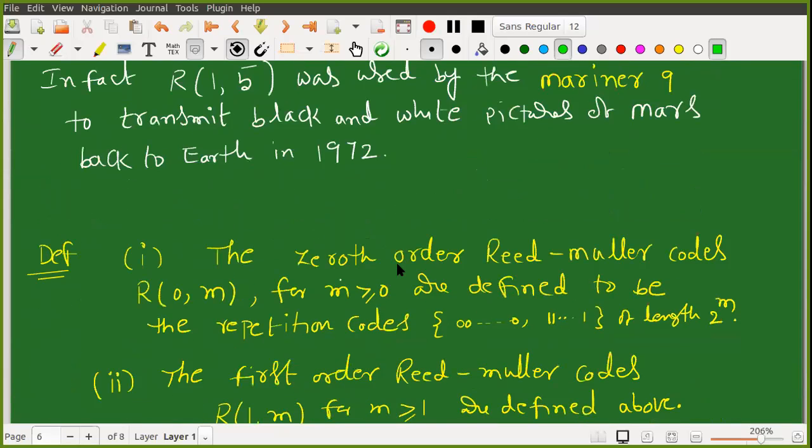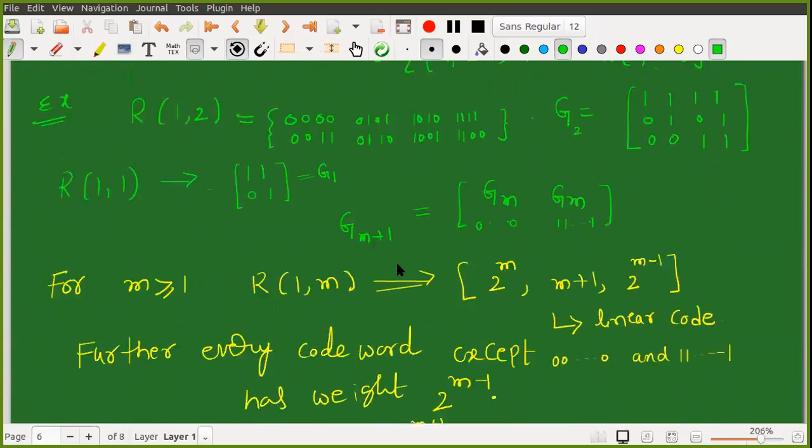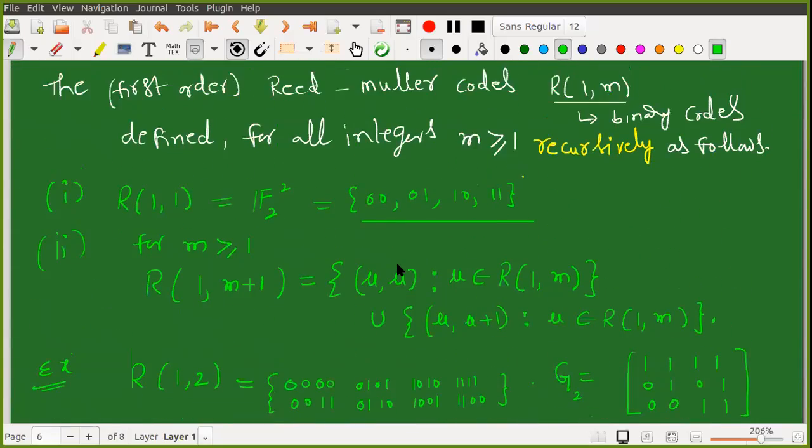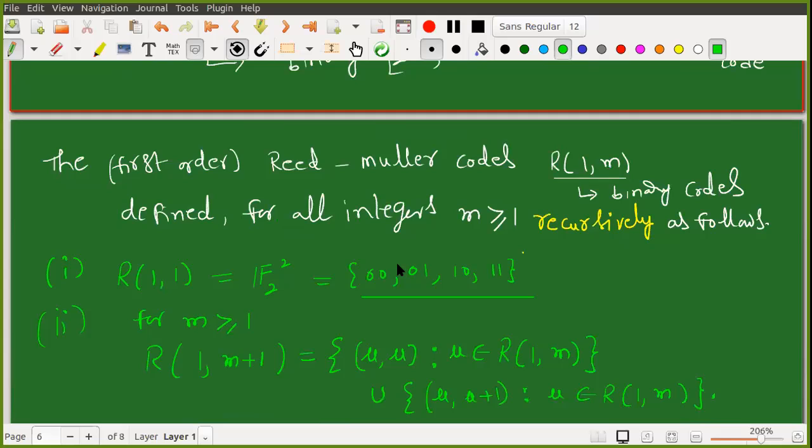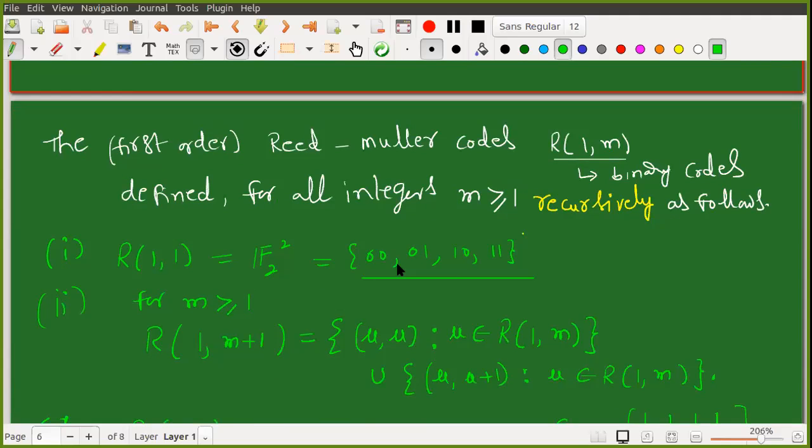Okay, so first I'll define R1m, then we'll go to Rm later. When my r value equals 1, that is called the first order Reed Muller code. Here it is defined recursively like this.